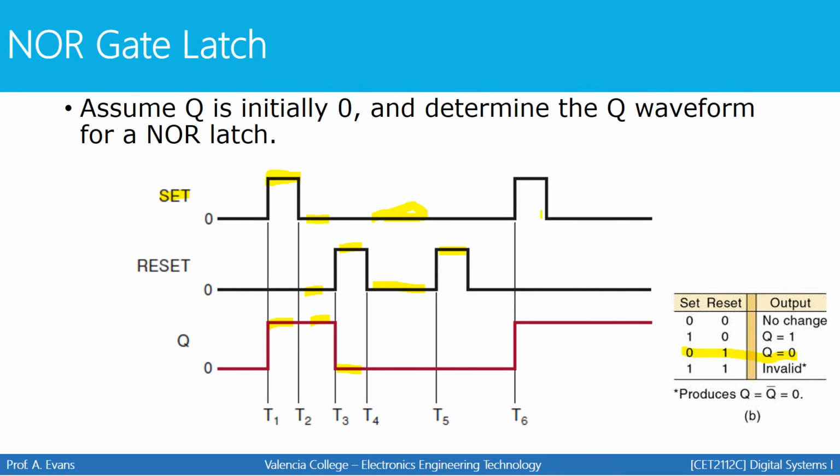And then lastly, you have set and reset, where set goes high and reset is low. Here's where the flip-flop will be set once again, and the output will change from 0 to 1. This is how we would do the waveform for a NOR latch.